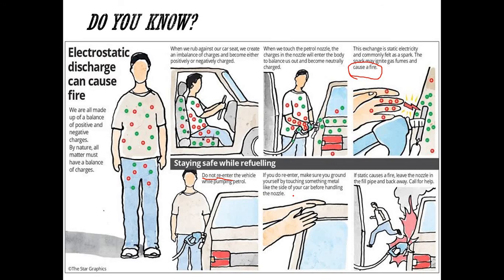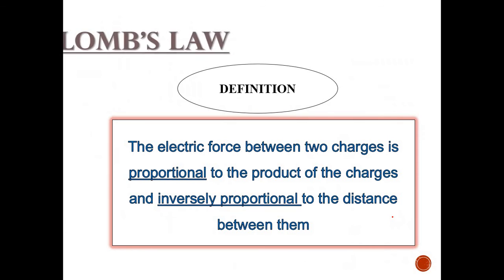Some of the petrol stations have a specific place to touch. They create a specific place for you to touch with your hand, so that the imbalanced charge in your hand will flow to that place, and the charge inside your body becomes balanced. It will avoid the fire from happening, and it will increase the safety of the petrol station and ourselves. Okay. Right.